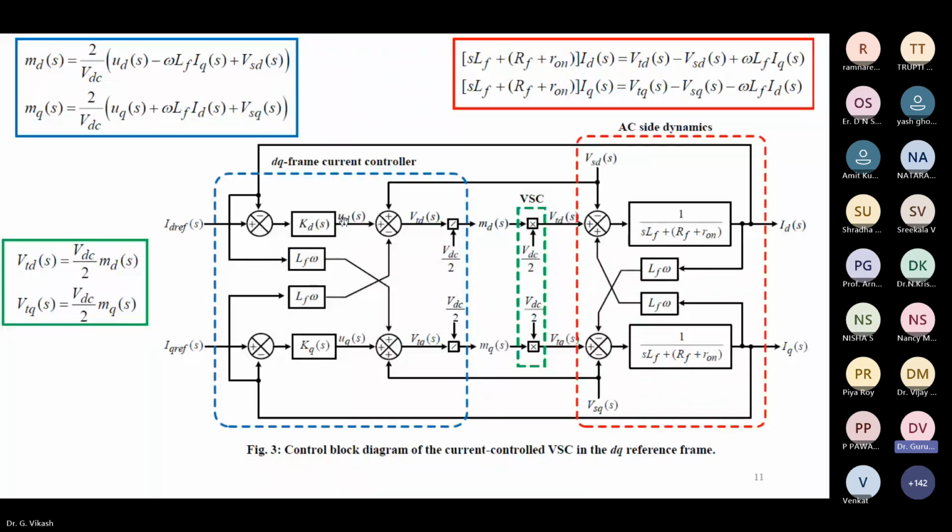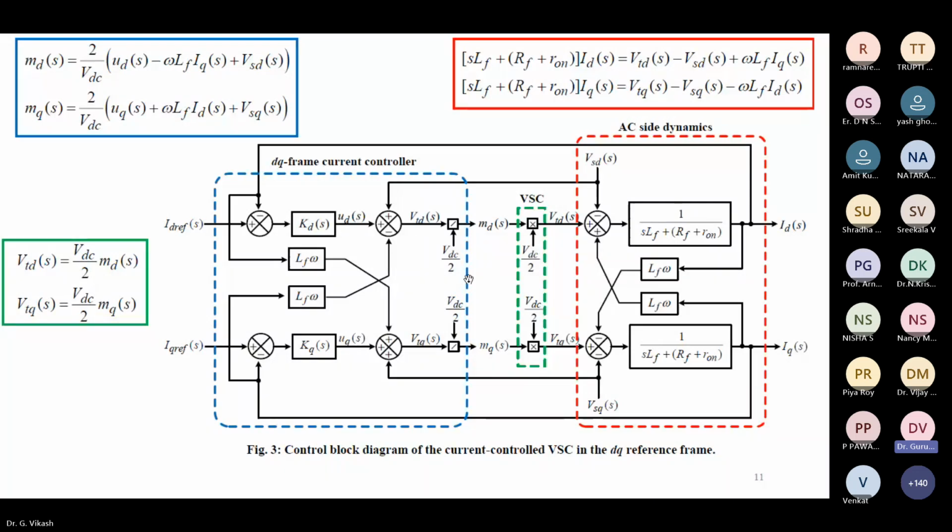From the AC side dynamics there is a coupling. Suppose ID of S equals one over LF S plus RF times VTD of S minus VSD of S plus LF omega into IQ. This red box shows the equations, and here is the coupling between ID and IQ. If you see this control law, by using this decoupling technique, we are simply eliminating the coupling between the ID and IQ.